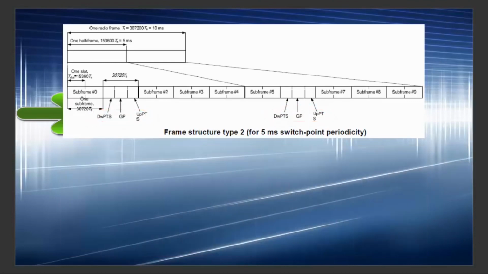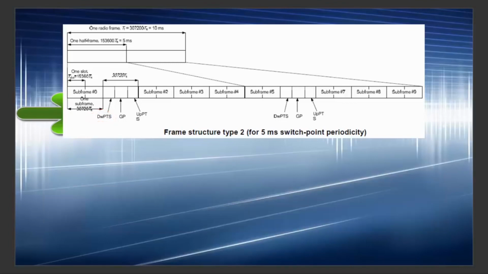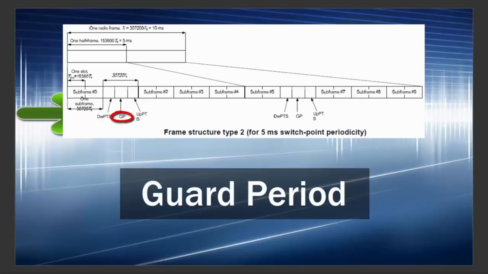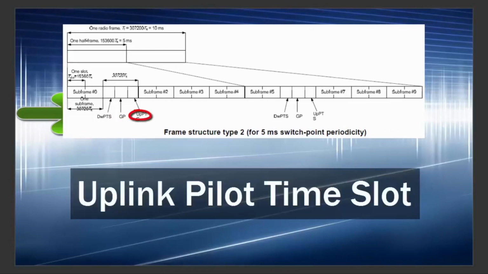The special subframe consists of 3 fields. First is the downlink pilot time slot. This field carries synchronization and user data as well as the downlink control channel for transmitting scheduling and control information. Second is GP, meaning guard period. Third one is the uplink pilot time slot. This field is used for transmitting the PRACH and sounding reference signal.